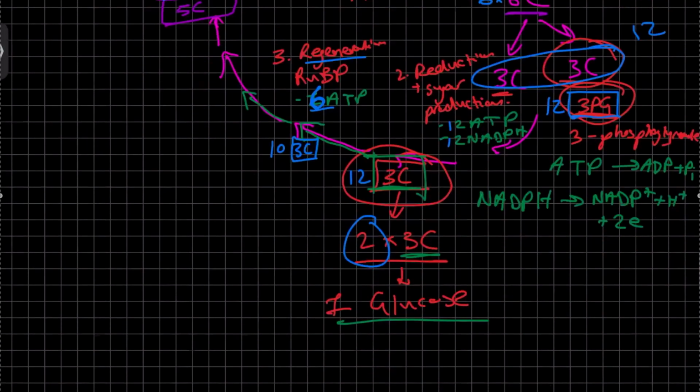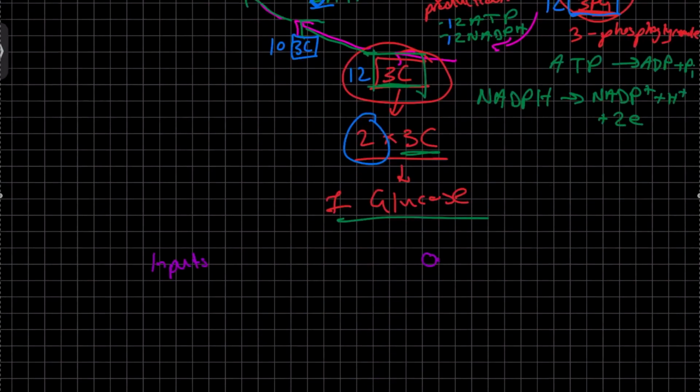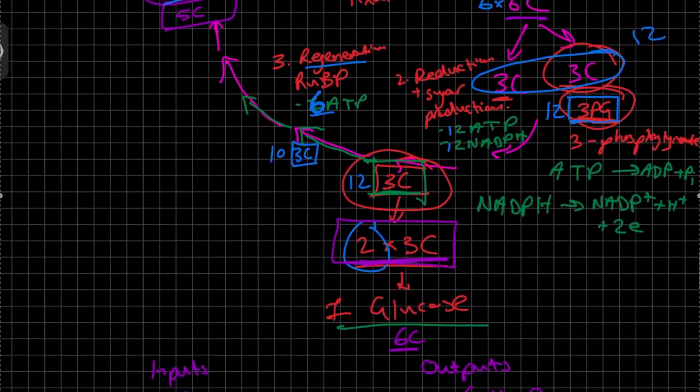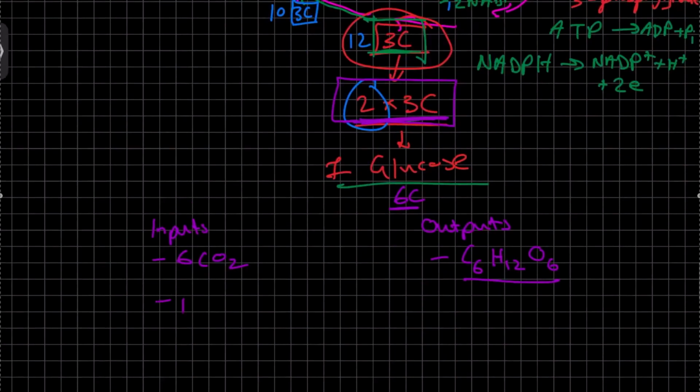So if we do a tally of our inputs and outputs, we already know that we have 6 carbon dioxide input to produce 1 molecule of glucose. So 2 of these 3-carbon molecules will combine to produce our 6-carbon molecule of glucose, C6H12O6. So 2 of these 3-carbon molecules combine to form a 6-carbon molecule known as glucose. So in 6 cycles of the Calvin cycle, we get production of 1 molecule of glucose. We also required 12 ATP here and 6 ATP here. This means that we used up 18 molecules of ATP in total.